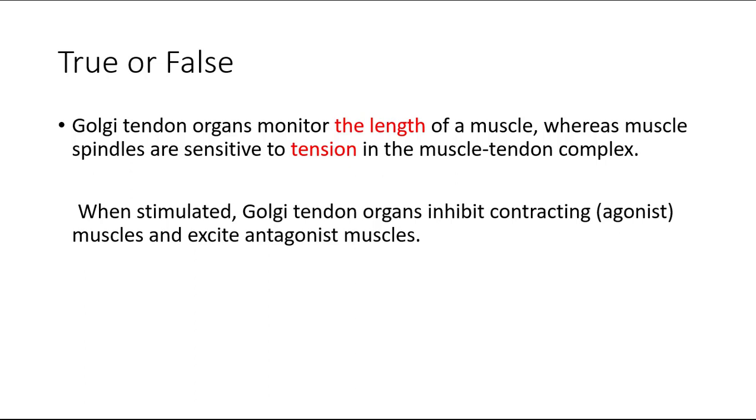And practice quiz: Golgi tendon organs monitor the length of a muscle, whereas muscle spindles are sensitive to tension in the muscle-tendon complex. True or false? You can find answers right. And when stimulated, Golgi tendon organ inhibits the contracting agonist muscle and excites the antagonist muscle. True or false?